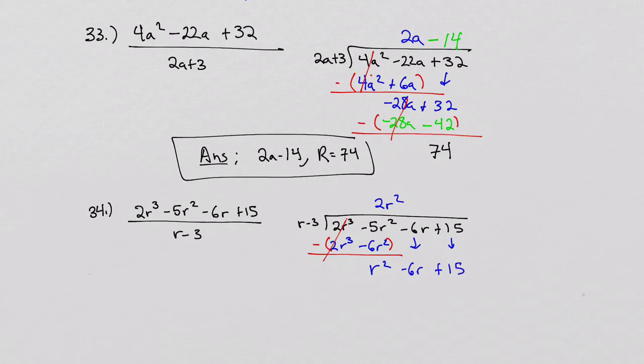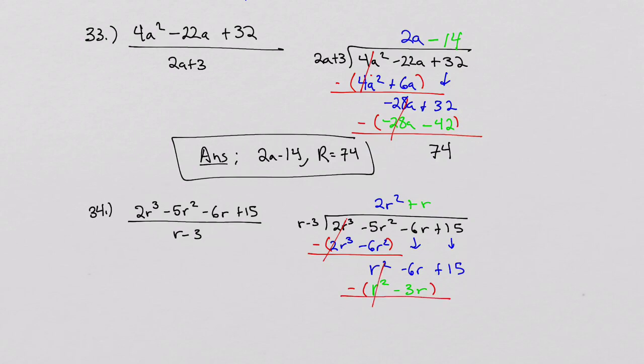Next, we ask ourselves, how many times does r go into r squared? And it goes into it r times, plus r. And then we're going to multiply r into r minus 3 and write that below it. So that'll be r squared minus 3r. And we'll subtract. And the r squareds will cancel, and that's by design.